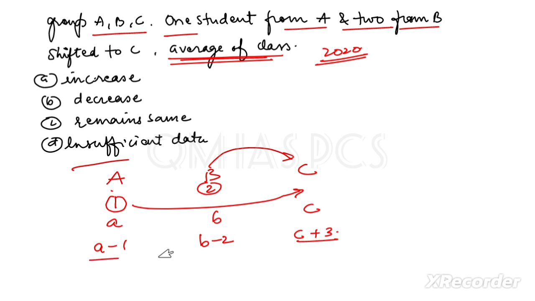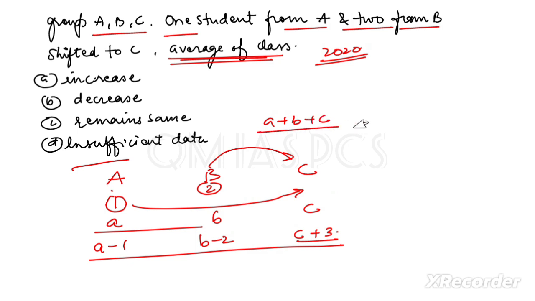Okay, this student will be there. If you add all the number of students, I mean the previous number, before shifting, the total number of students was A plus B plus C. And after shifting, if you add this one, it will again be A plus B plus C, right? There is no change in the total number of students. It will be A plus B plus C. Here it is also A plus B plus C.